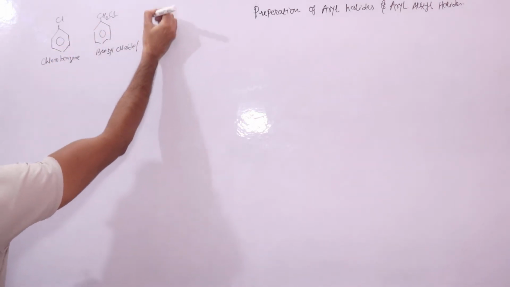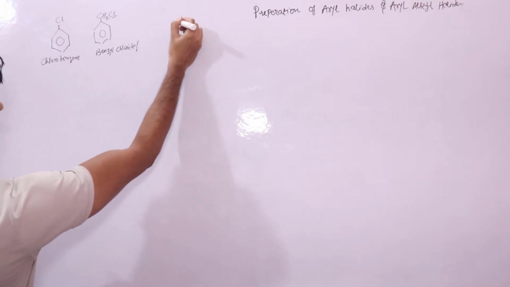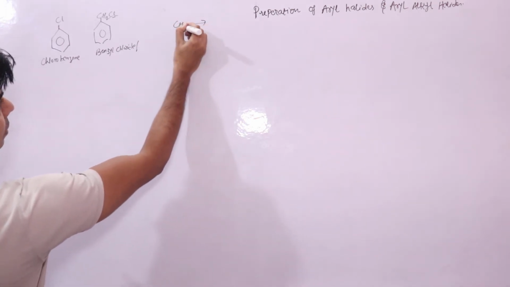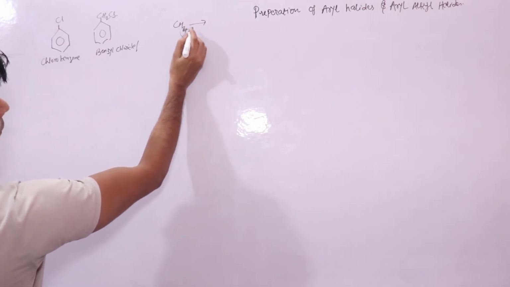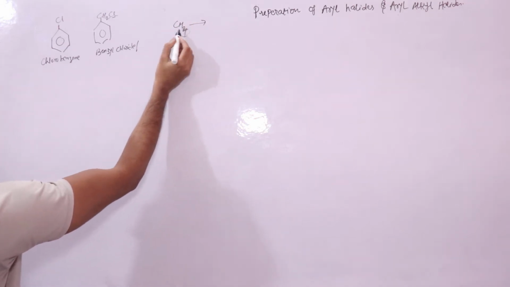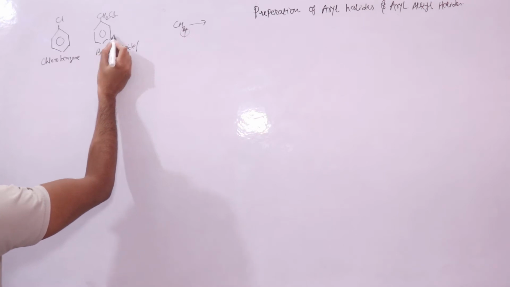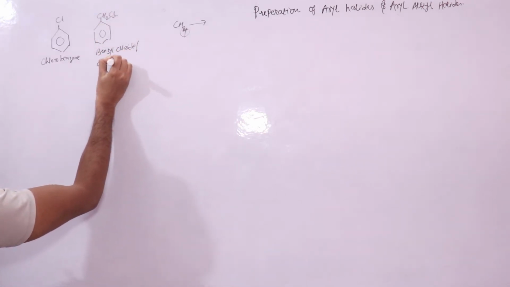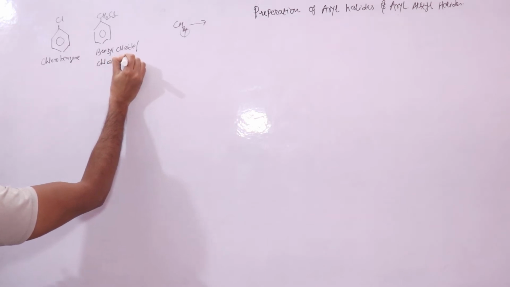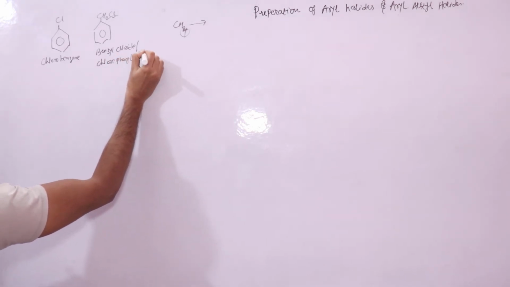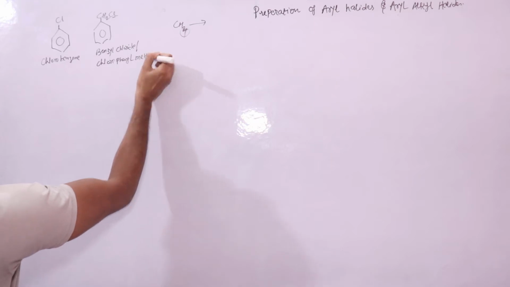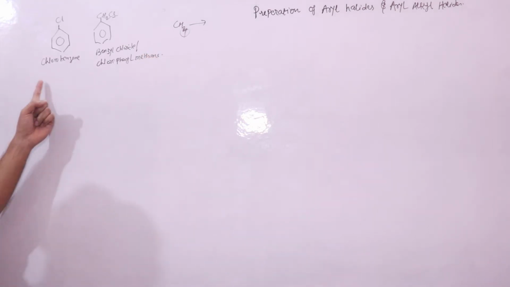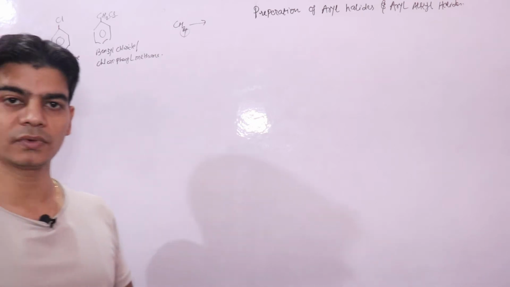You can see if this is your methane, CH4, if I replace one hydrogen atom with Cl and another hydrogen atom with phenyl, what I get is this compound. So this is your chlorophenyl methane, right? I hope this point is clear. Now we'll undergo preparation of these two types of compounds.